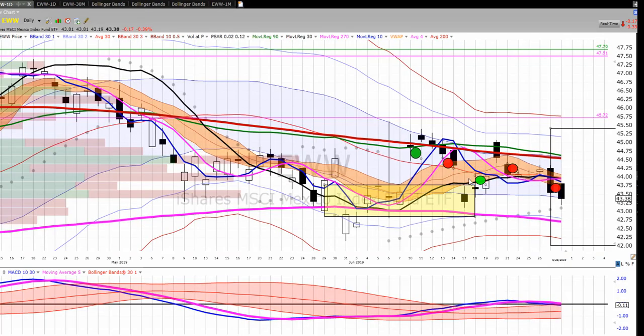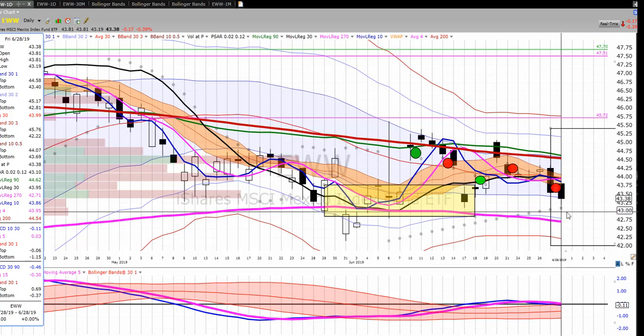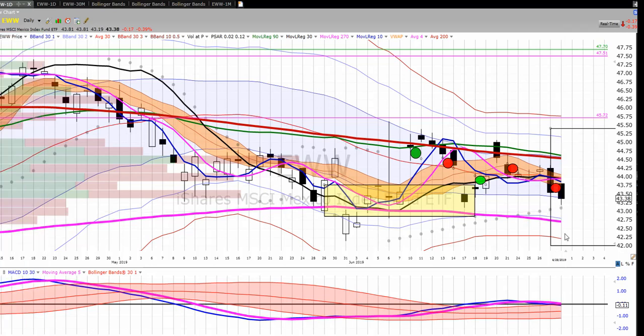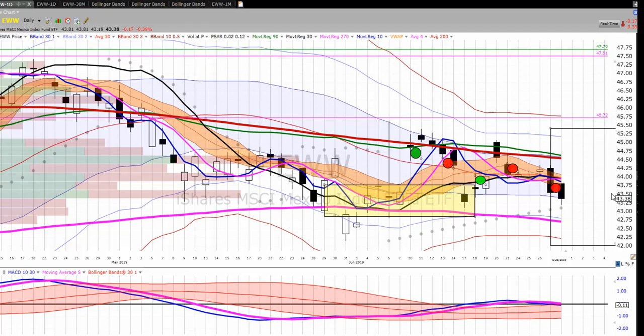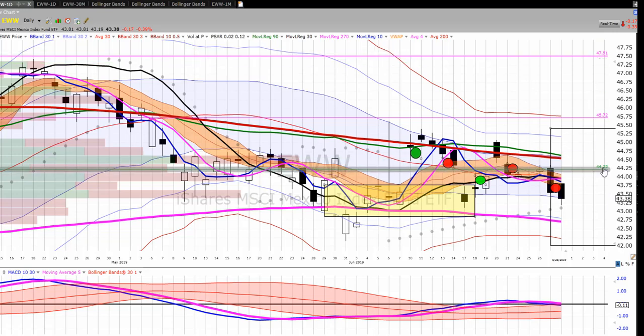Mexico has been tough, but I like the short side because we have 2 lower highs, 2 lower lows, and the dragon breaks through this support at 43. It's barred the door to the downside, and the RL270 rolled over, getting ready to test that PSAR. So I like the short. My stop on that is going to be right there.